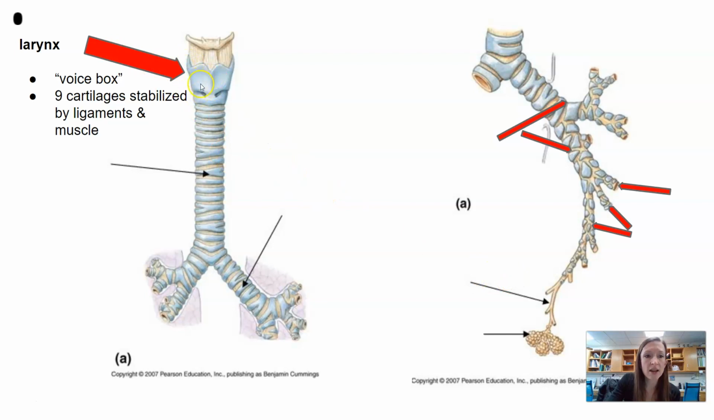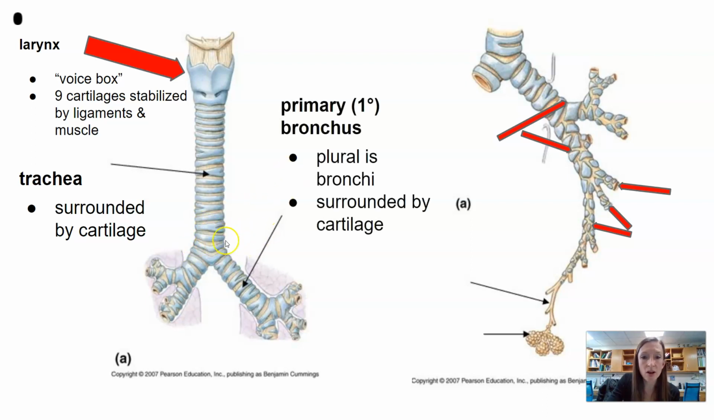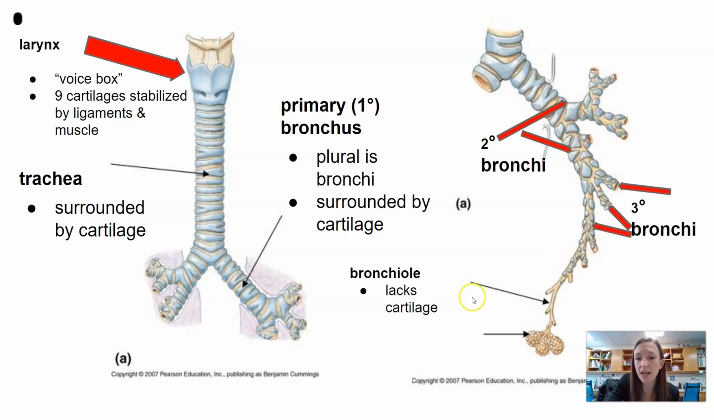This is your voice box, and on the outside of your trachea, you're going to see a whole bunch of cartilage, and that cartilage is there to provide stabilization and to keep your trachea open. You have your bronchus here, the primary, because it is the first time they're branching out, and those are also surrounded by cartilage. And then as you get down deeper into your lungs, they start branching out into secondary bronchi, tertiary bronchi, and at the end you have these little branches that really take up so much of your lung. Those are your bronchioles that do not have cartilage.